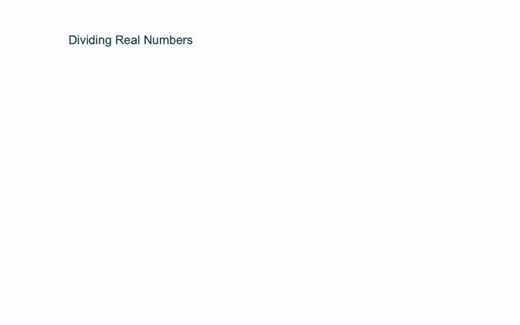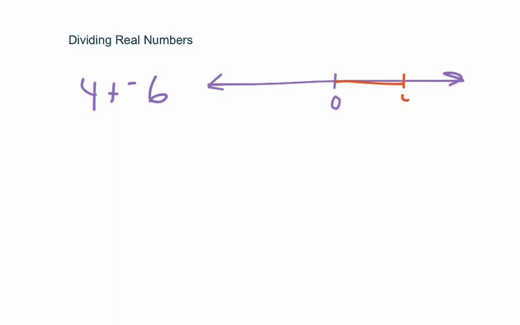So a few lessons ago, we talked about adding real numbers. So we had something like 4 plus -6. And we developed a way of dealing with those on the number line where you would start at 0. And then a positive number means you're going to the right, and a negative number means you're going to the left. And so you would go, in this case, 4 to the right, and then 6 to the left, and that would land you at -2. And so 4 plus -6 would be -2.